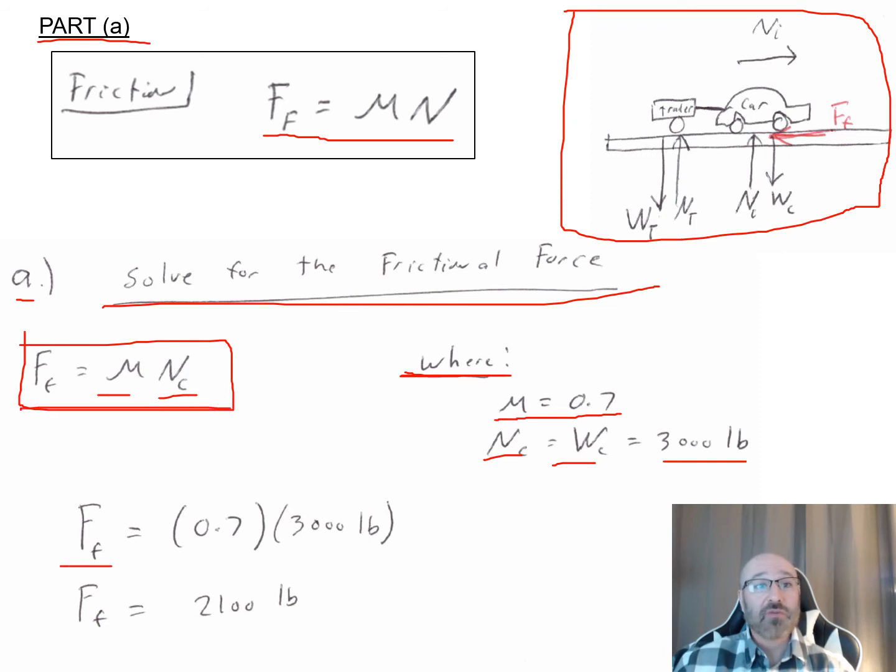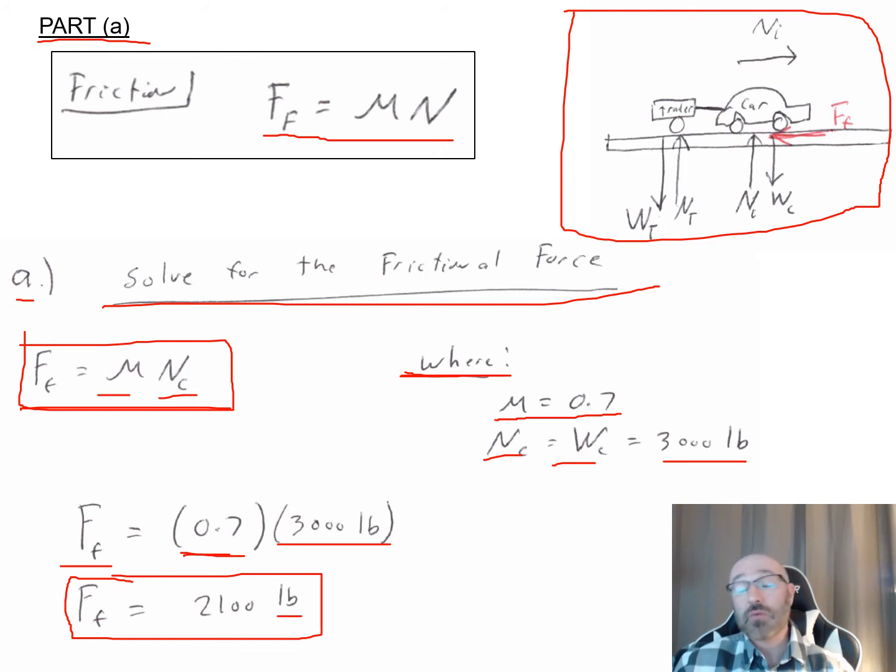Now I can take these numeric values and plug them back into my governing equation. My frictional force is equal to my mu, which is 0.7, and my normal force of the car, which is 3,000 pounds. I can do my math, 0.7 times 3,000 pounds. I can see that the frictional force I've solved for in part A is 2,100 in units of pounds. So that's another thing that we really do want to pay attention to, which is our units. In this case, everything was in pounds. Friction does not have any units associated with it, so our final force is going to be the same as our weight force, our normal force, which is 2,100 in units of pounds.